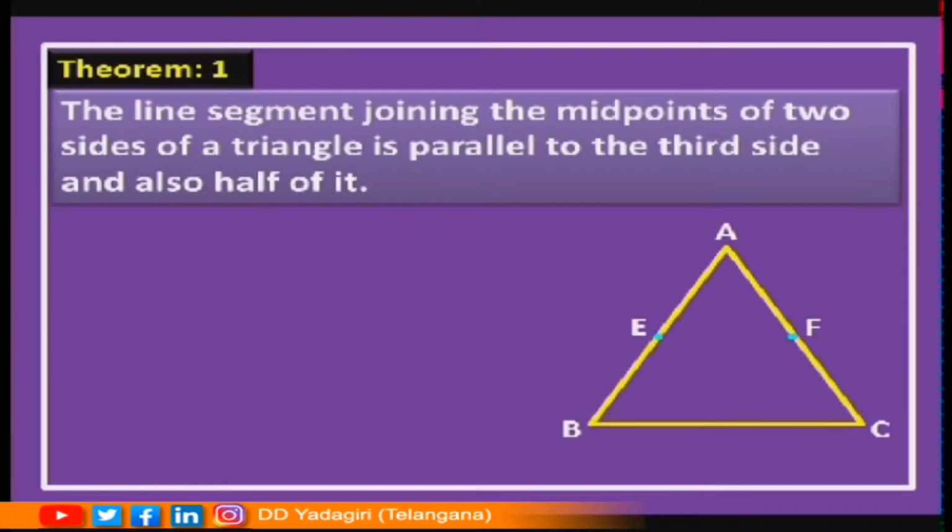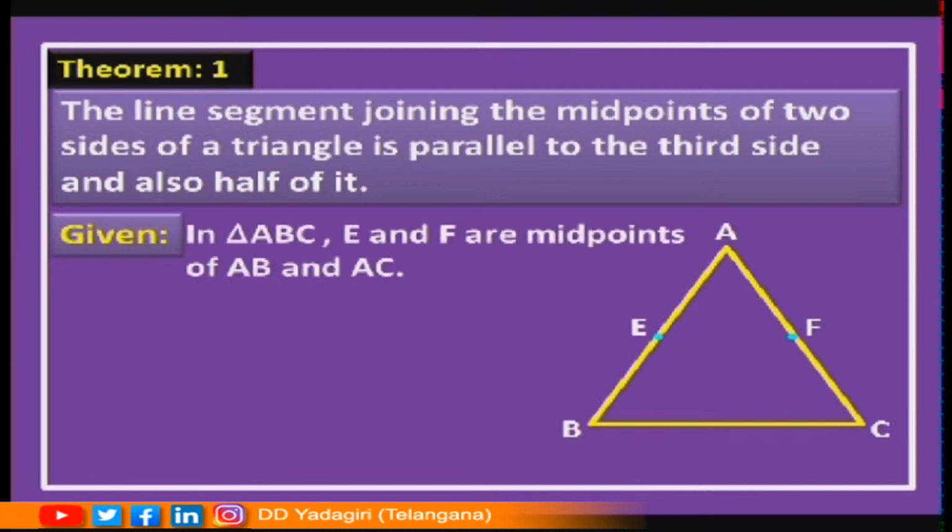So, children, we have seen what the midpoint theorem is. Now, let us prove it. Mark the midpoints E and F of triangle ABC, where E is the midpoint of AB and F is the midpoint of AC. Now, what is required to prove, children?